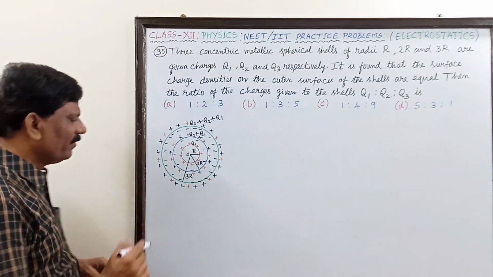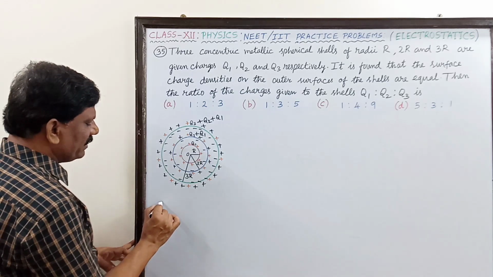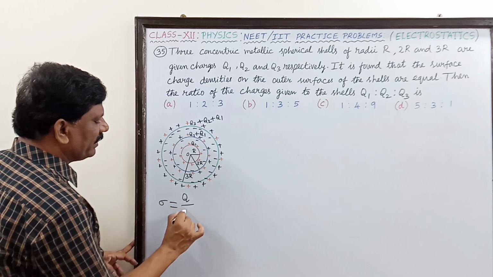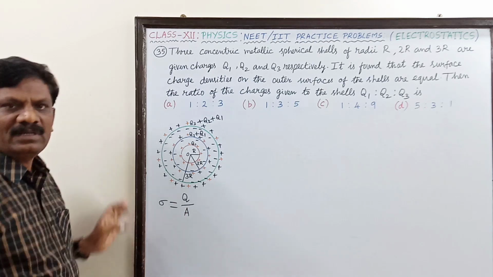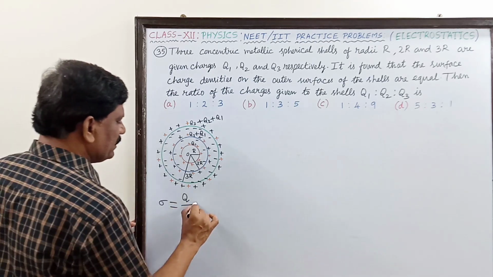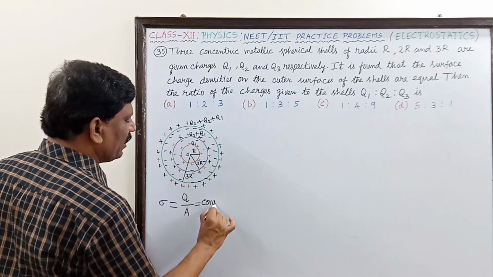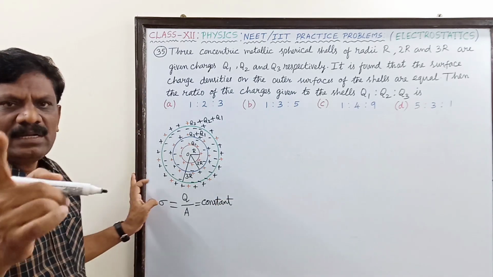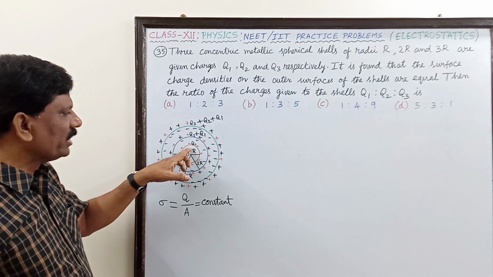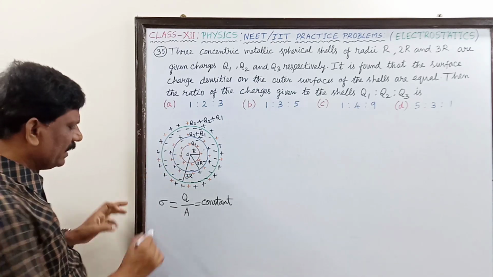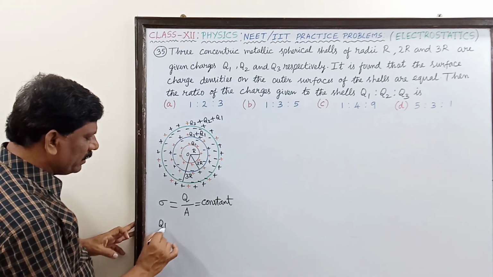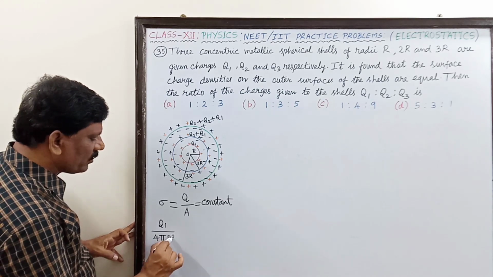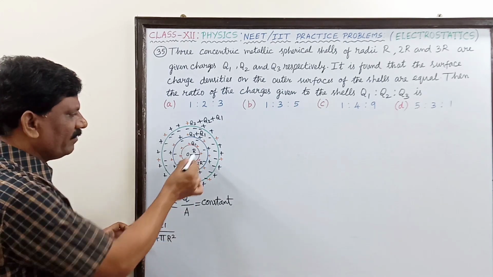Okay. In a simple way, the surface charge density, see, sigma. Sigma is equal to total charge divided by area. This is constant. So this is equal to a constant for all the three spheres. Okay. What is Q for the first shell? That is Q1, is it not? So Q1 divided by 4 pi r square, where r is the radius of the first shell.